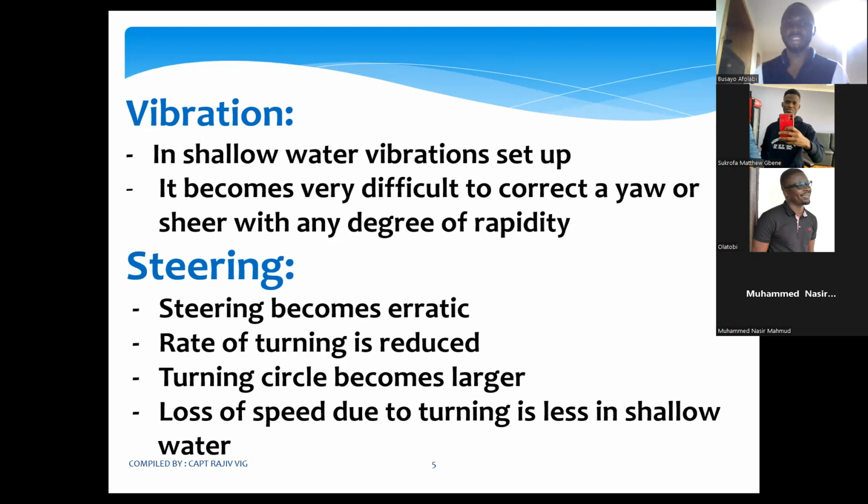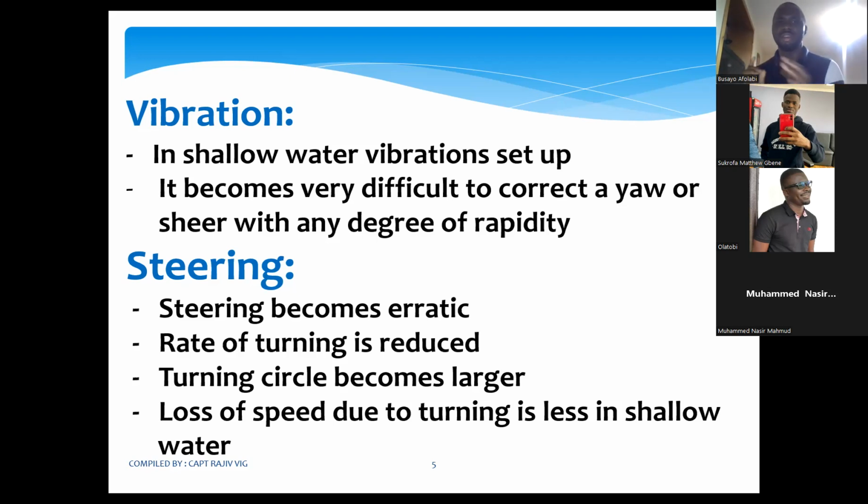So yeah, the steering will be erratic. But the thing is, you're not going to really experience this on big vessels, but on small vessels with a relatively smaller UKC, you're going to be experiencing this as well. The rate of turning is reduced. Your turning circle becomes larger, of course, and there will be loss of speed due to turning. Loss of speed due to turning is less in shallow waters too.